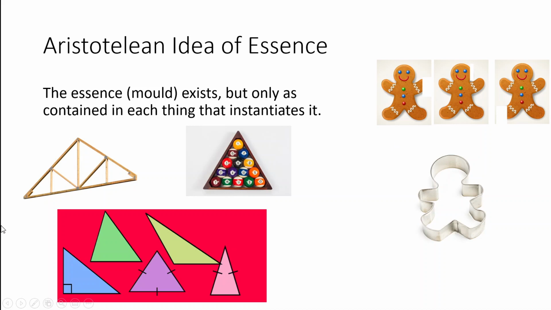So think about that in terms of triangles. Here we have a roof truss. Here we have a billiards game pool, the setup triangle piece there. And then we've got all these different types of triangles that you might see in maths. All of them are similar in one way, but they're all different in another. They all instantiate the essence of a triangle. And so Aristotle says these things contain the essence of a triangle, but triangle doesn't exist in some separate realm.